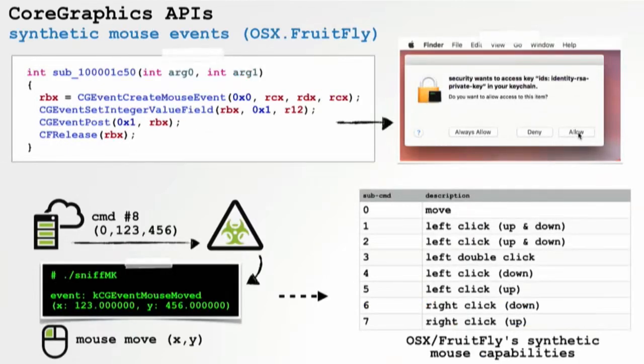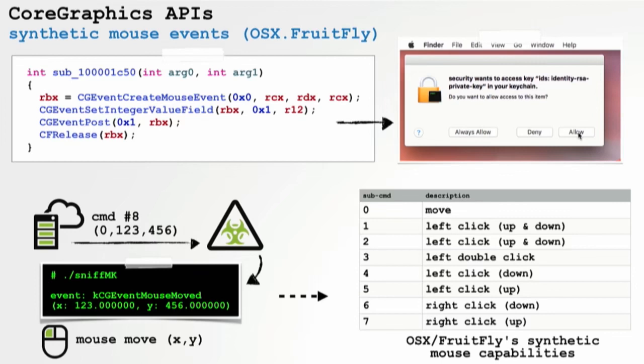So let's look at some actual malware that used Core Graphics events to generate both synthetic mouse and keyboard events. So Fruitfly was a rather prolific piece of Mac malware. It was used by the attacker for over a decade to spy on Mac users, unfortunately a lot of children.